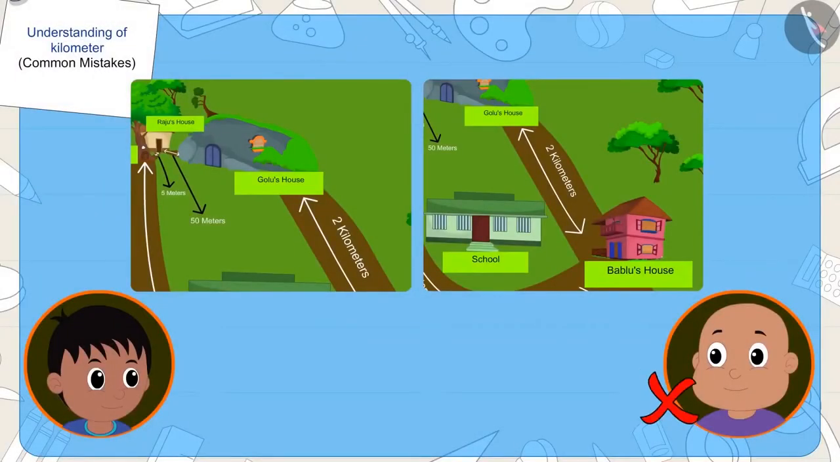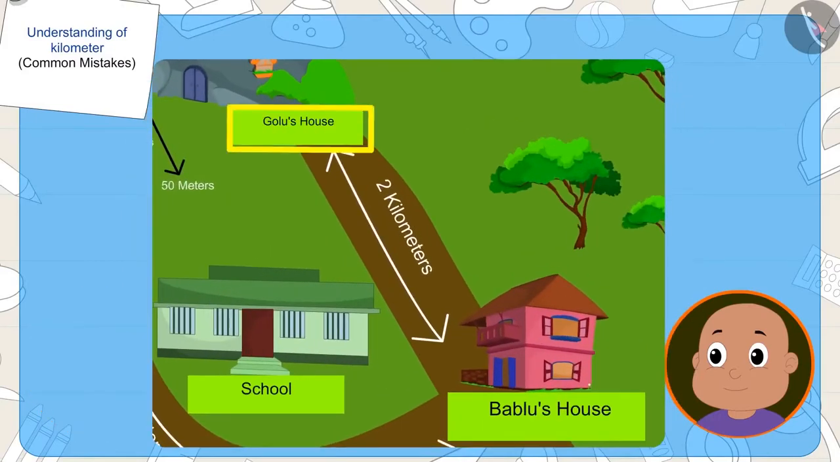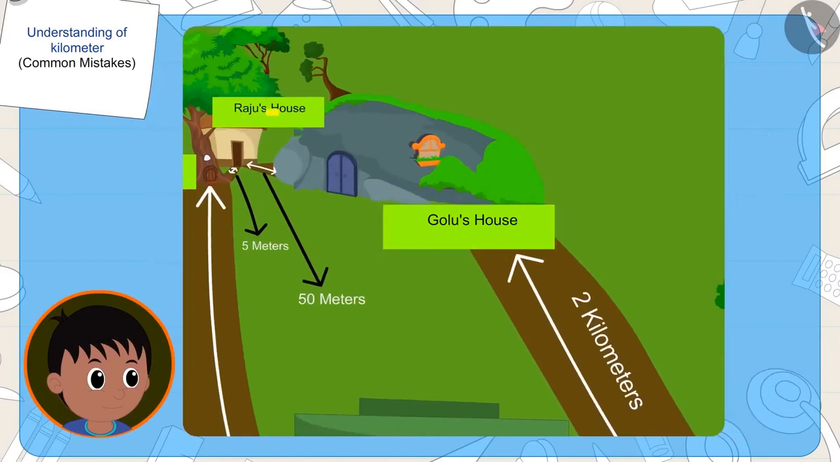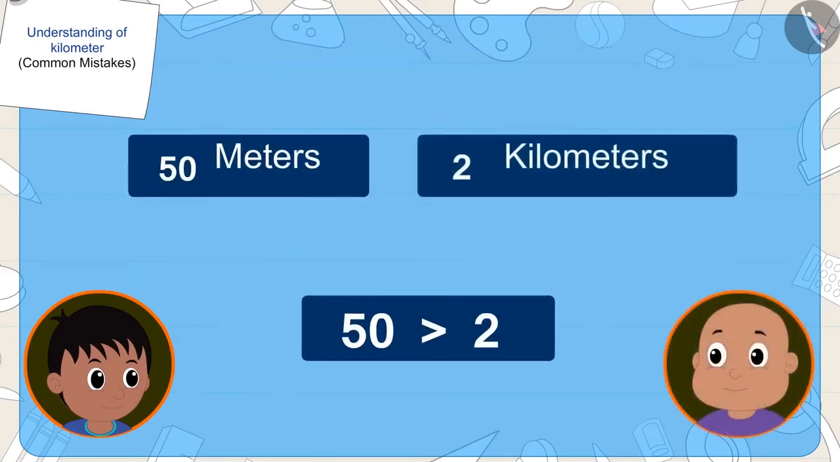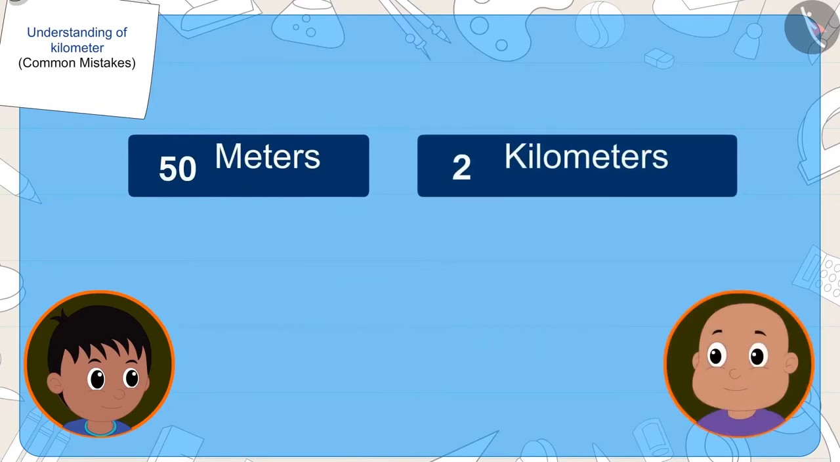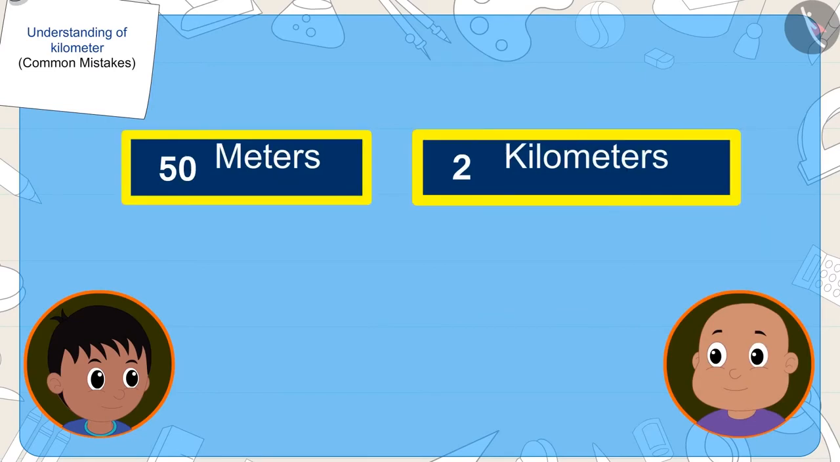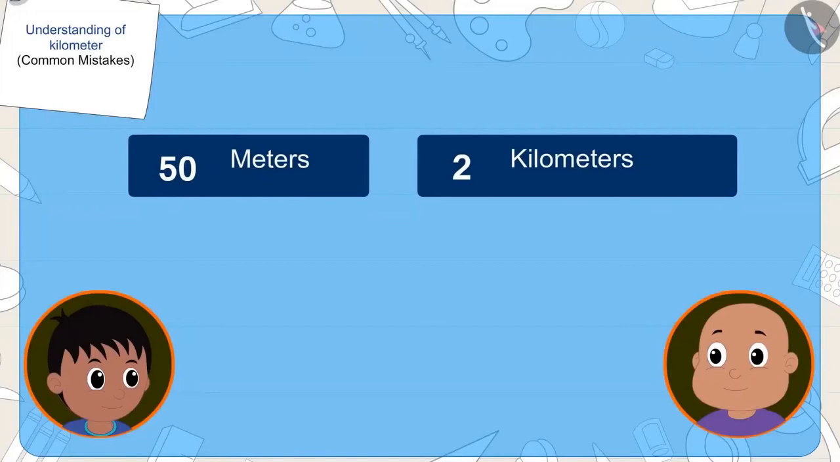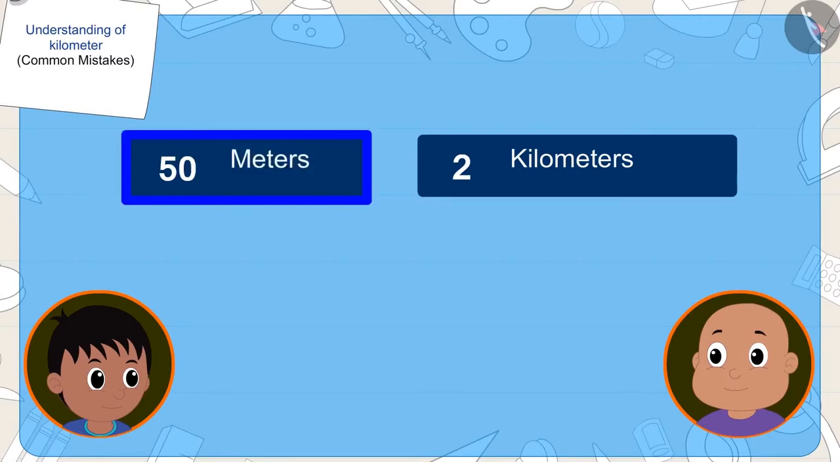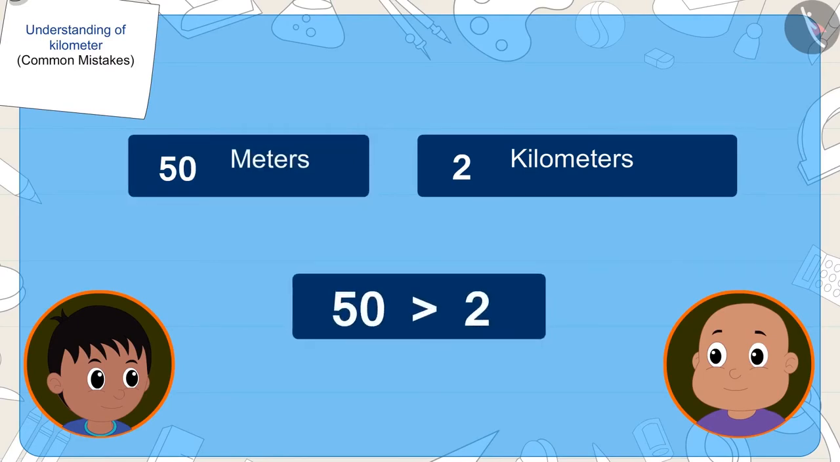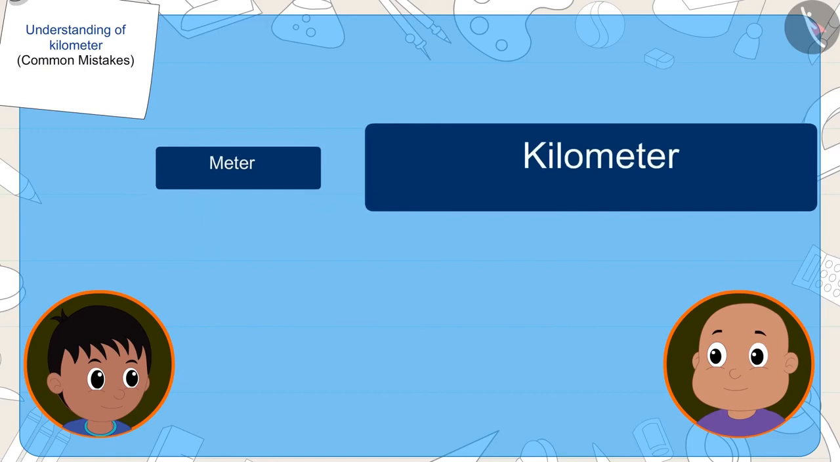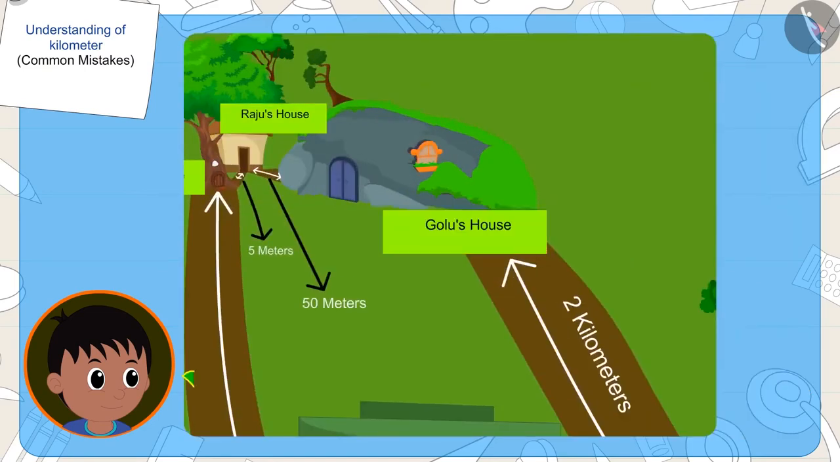Yes, Bablu is wrong again. This time, the number in the distance from Golu's house to Bablu's house, 2, is less than the number in the distance from Golu's house to Raju's house, that is 50. But once again, Bablu did not pay attention to their units when comparing the distances. His house is 2 kilometers from Golu's house, and Raju's house is 50 meters from Golu's house. Even though 2 is less than 50, because the meter is smaller than the kilometer, Raju's house is closer to Golu's house.